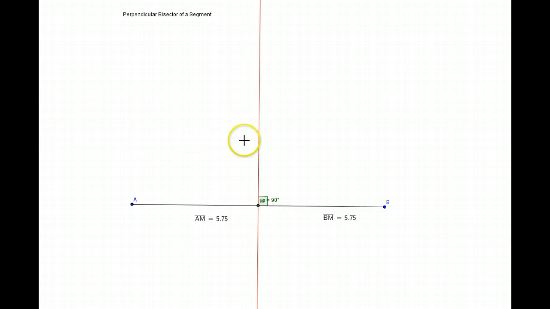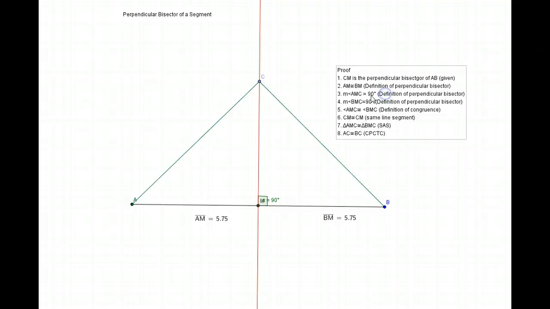So let's put a point on this perpendicular bisector, and we're going to call this point C, okay? And let's see how C compares to A and B. Let's draw line segments between A and C and B and C. In other words, let's draw line segments from the point on the bisector to the endpoints. So what do we notice about the two triangles that are produced when we do that? Well, let's take a look.